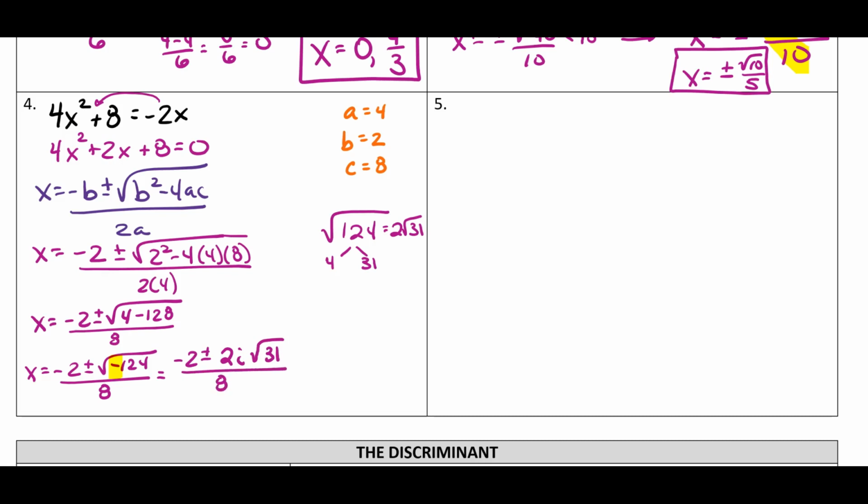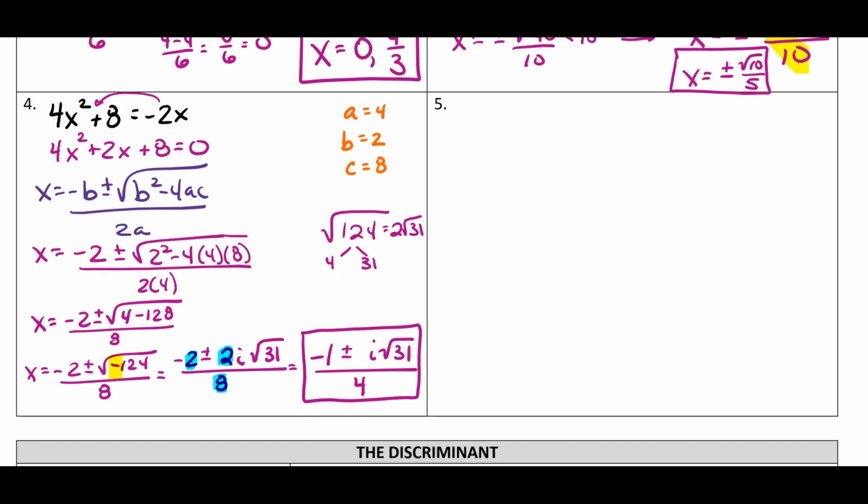Now, you might think we're done. We still have one little problem. Notice these values right here. This 2, and this 8 can all be divided by 2. So what that means is I need to simplify. So this becomes negative 1, because I'm going to divide 2 by 2, plus or minus 2 divided by 2 is another 1, i, square root of 31, all over 8 divided by 2 is 4. Now we don't typically write the 1 in front of the i, so I am going to erase it, and this would be our final answer. Negative 1 plus or minus i square root of 31 divided by 4.